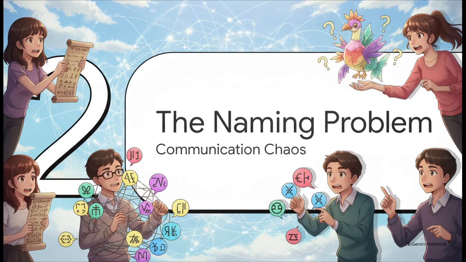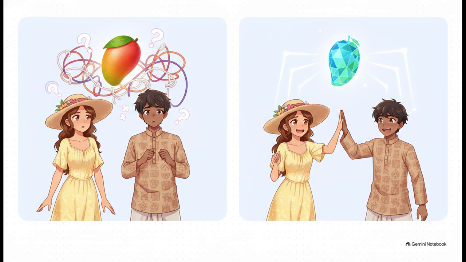Moving on to Section 2, the naming problem. Before the scientific community finally got on the same page, just trying to talk about an organism could be a complete nightmare. You see, local names cause massive confusion. Take something simple like a potato or a mango. That one item might have a dozen totally different names depending on what country, state, or even village you're standing in.